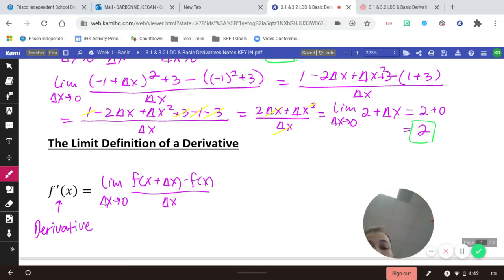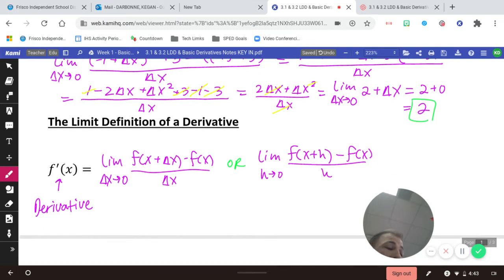The other way that they write this, and this is my preferred way, but I show you both because you could see both on the AP exam, is the limit as h approaches 0 of f of x plus h minus f of x, all divided by h. All they do is replace delta x with h. It's the same equation, but delta x is kind of annoying to write, and it gets confusing with regular x, so they replaced it with h to make it a little bit simpler to understand. Okay, but this is the limit definition of a derivative.